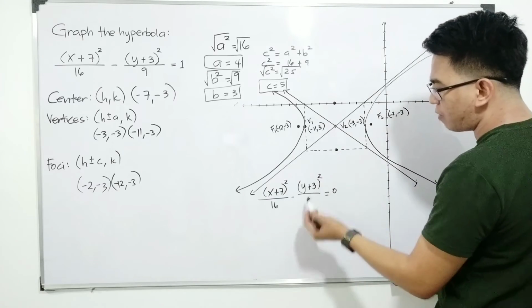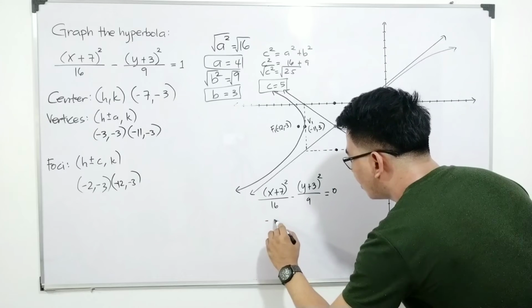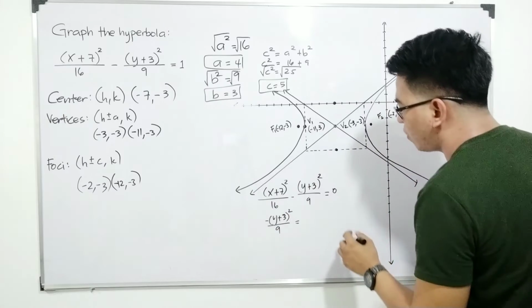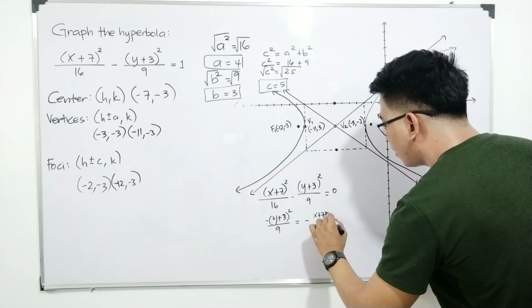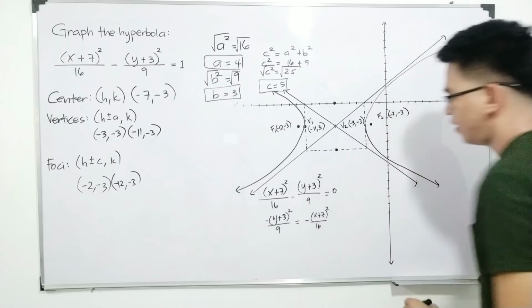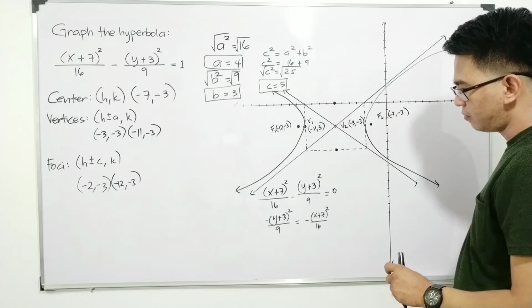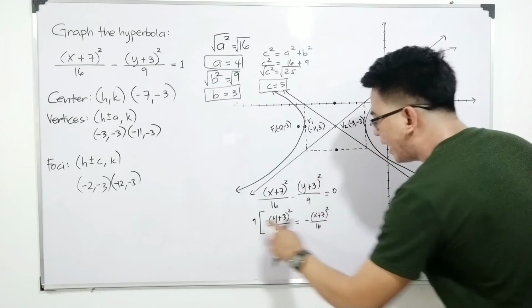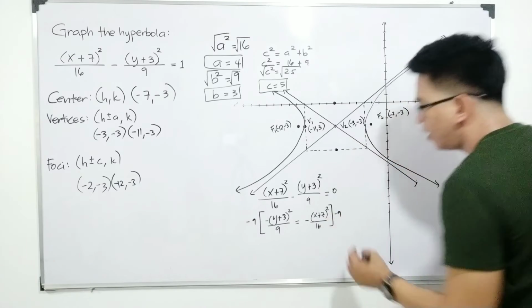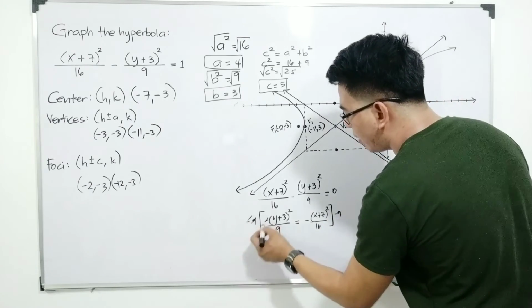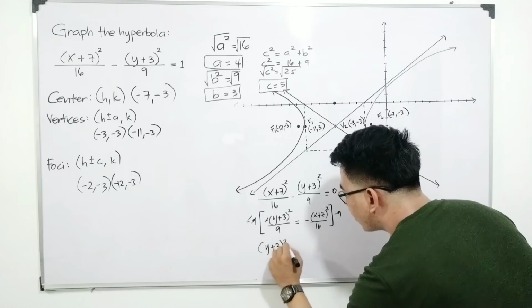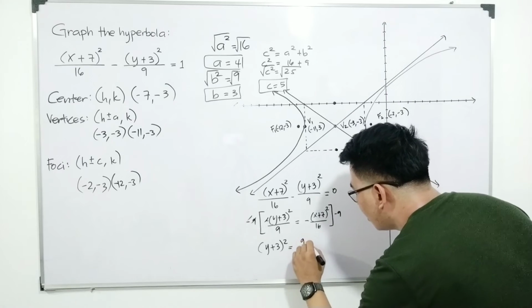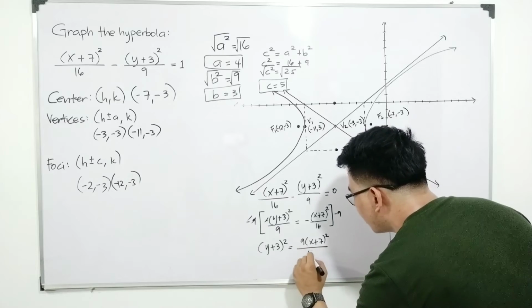Now to solve for y, transpose mo sa kabila itong term na ito, it will become negative y minus y plus 3 squared over 9. At ito ngayon, pag-transpose natin, that will become negative x plus 7 raised to 2 over 16. Tapos, mag-multiply tayo ng 9, or negative 9 na lang para maging positive, sa buong equation, para mawala yung denominator ng negative sign. So, y plus 3 squared is equal to negative times negative is positive, and kapag simplify natin, magiging 9 times x plus 7 squared over 16 ang meron tayo.